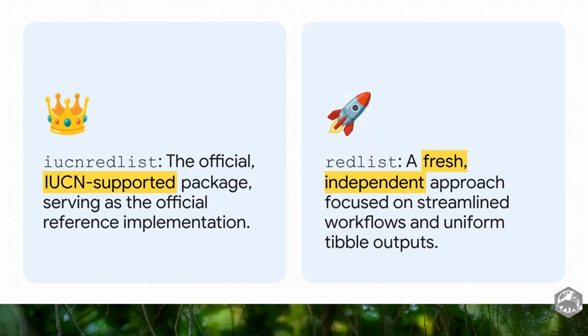Now, it's really important to get this straight. Redlist isn't trying to replace the official IUCN-supported package, which is called IUCN Redlist. Think of it like this. They're two different roads to the same destination. The official package is like the main highway, the reference. Redlist is a new, scenic route, built for people who really value those streamlined workflows and clean tibble outputs. It's all about having options, which is great for the R community.